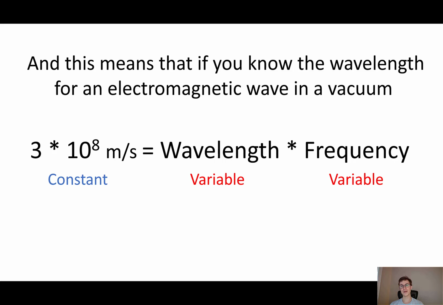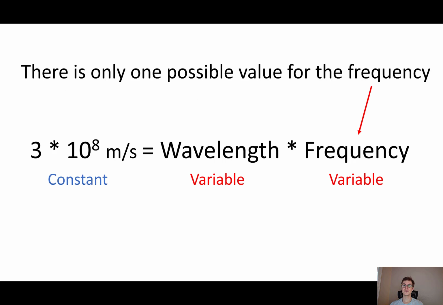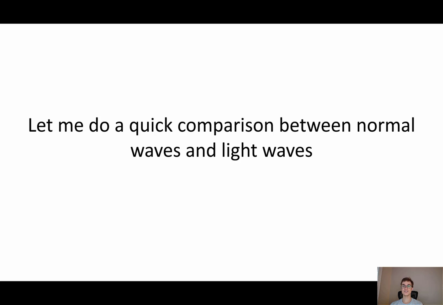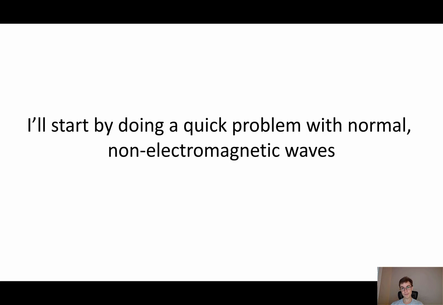And this means that if you know the wavelength of an electromagnetic wave, there's only one possible value that its frequency could have. So the wavelength and the frequency, they're going to control each other. Let me do a quick comparison to show you what exactly I mean. So I'll start with normal non-electromagnetic waves.